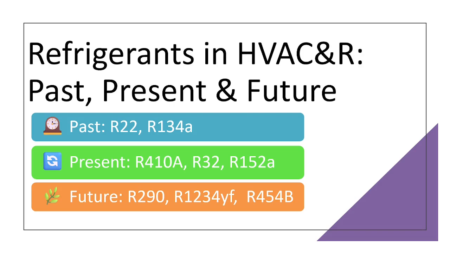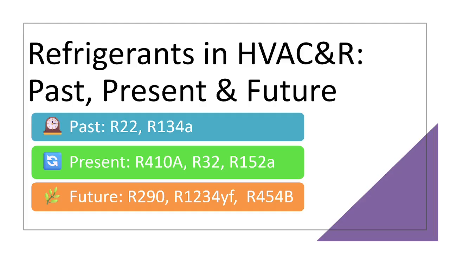In the past, we have R22 and R134A. These were the workhorses, but they are high GWP offenders contributing to ozone depletion and global warming. Present day options include R410A as the baseline, along with transitional ones like R32 and R152A. R410A has been standard, but as of 2025 regulations are tightening, new US equipment cannot use it anymore due to its high GWP value of 2088.